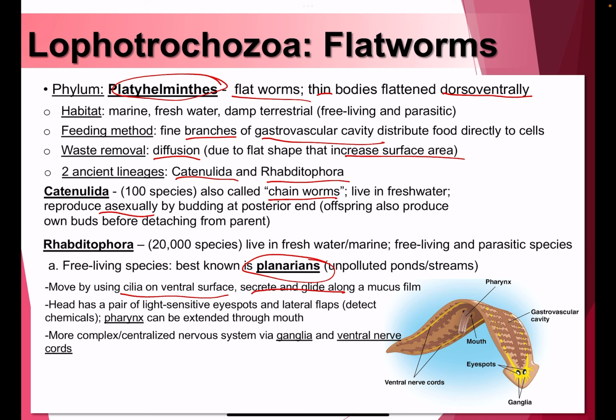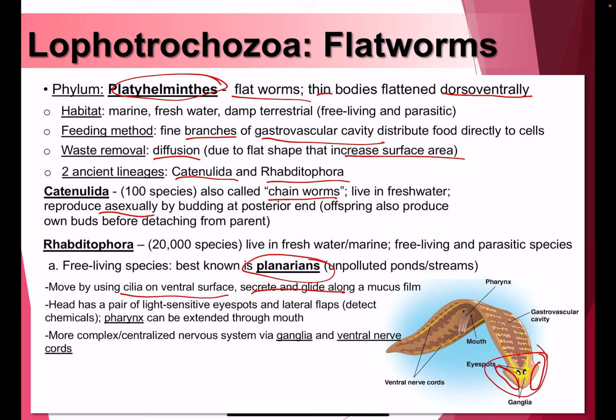Same thing with planarians. The head has a pair of very light sensitive eye spots. They call them eye spots because they're not literally eyes like the human eye. The human eye is very complex, spherical with many layers and structures. These are simple eye spots, so that's why they call them eye spots instead of actual eyes. There are also lateral flaps on each side of the head, which are there for detecting chemicals around them.